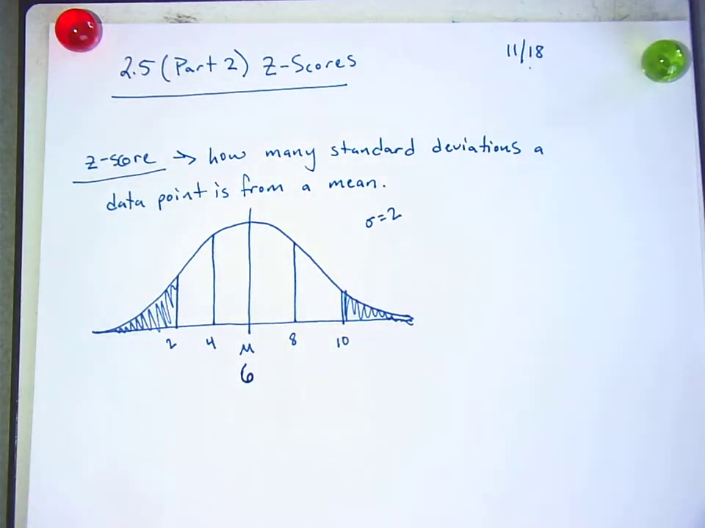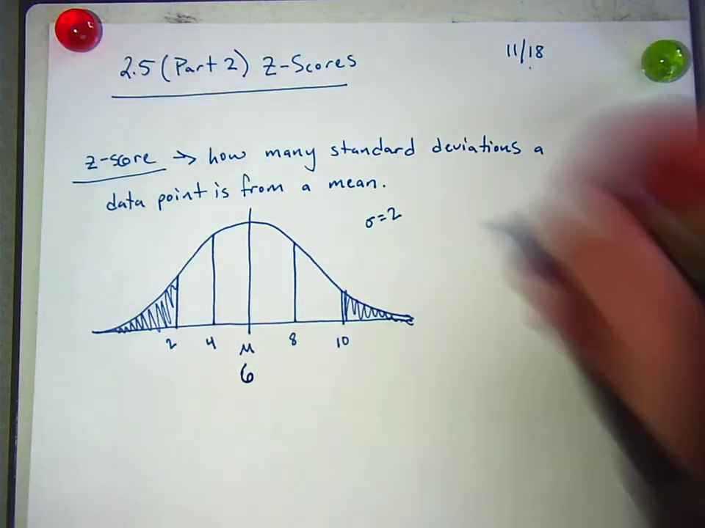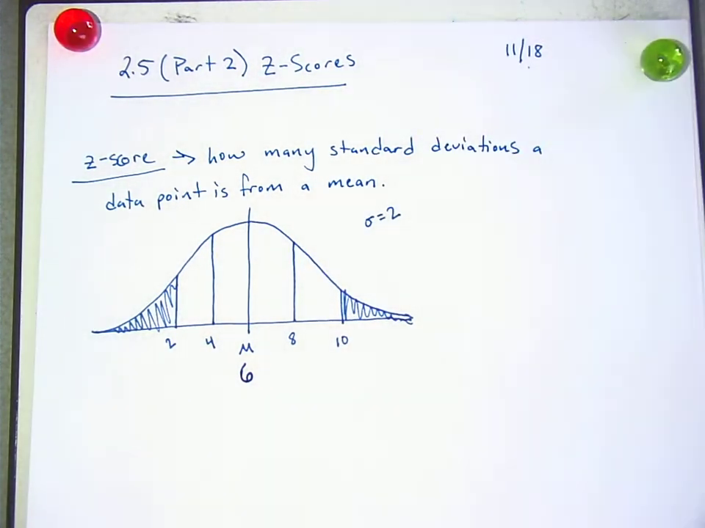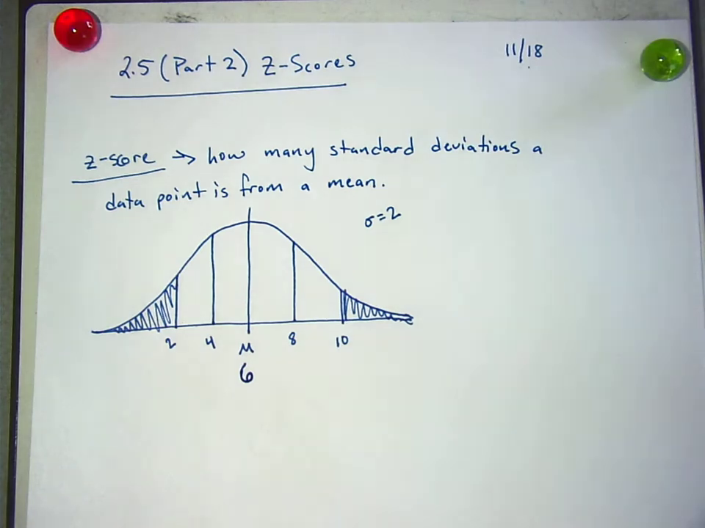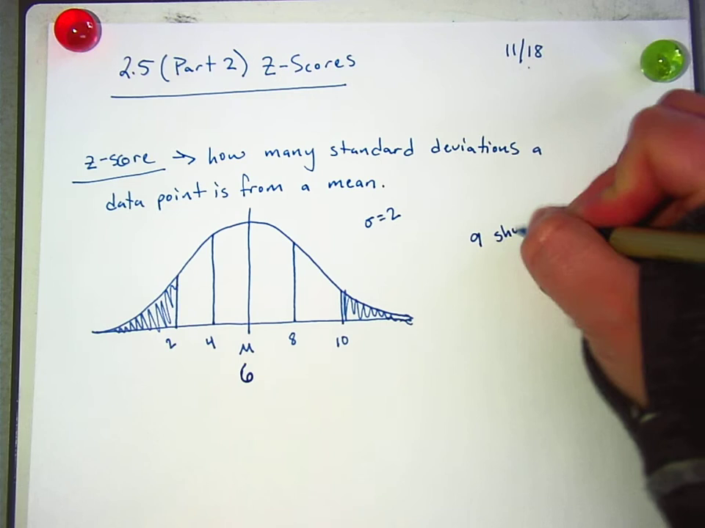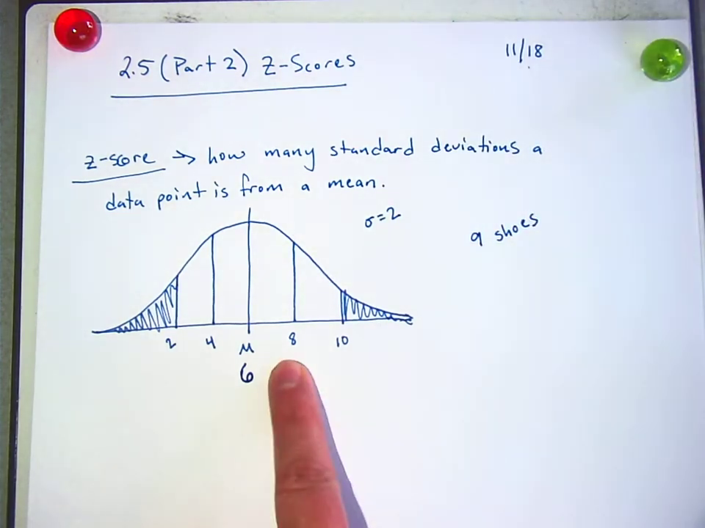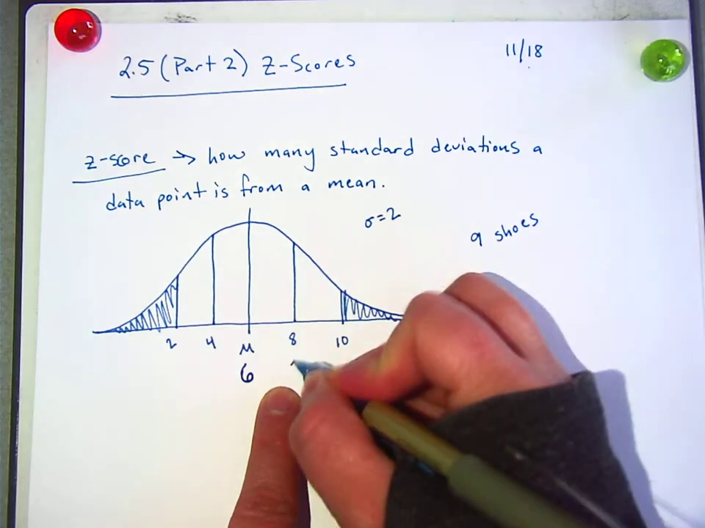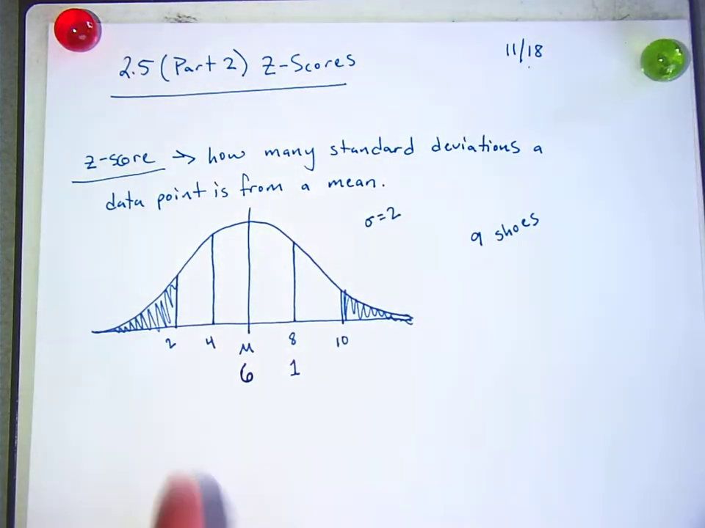Now here's my question. How would I figure out, and you don't answer me out loud, I need you to think about this because this is the thing that's worth a pen: how many standard deviations away would somebody with 9 shoes be? Because they're not on the chart, right? Here's 8, here's 10. This is 1 standard deviation. Okay, so let's talk about z-scores instead.